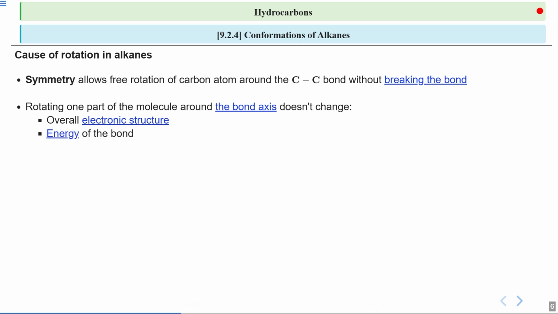Additionally, the energy of the bond is not affected by this rotation. This stability in energy is what allows the molecule to freely rotate without requiring additional energy input. So here is an animation to illustrate free rotation in ethane molecule.